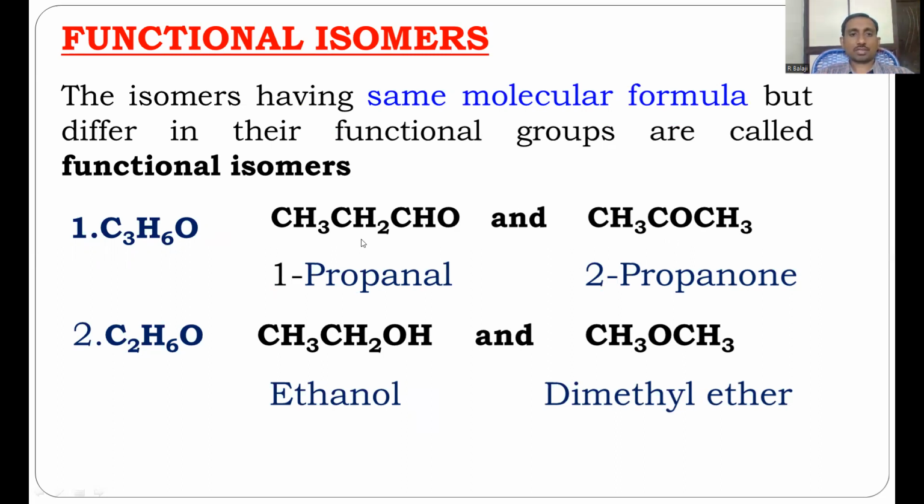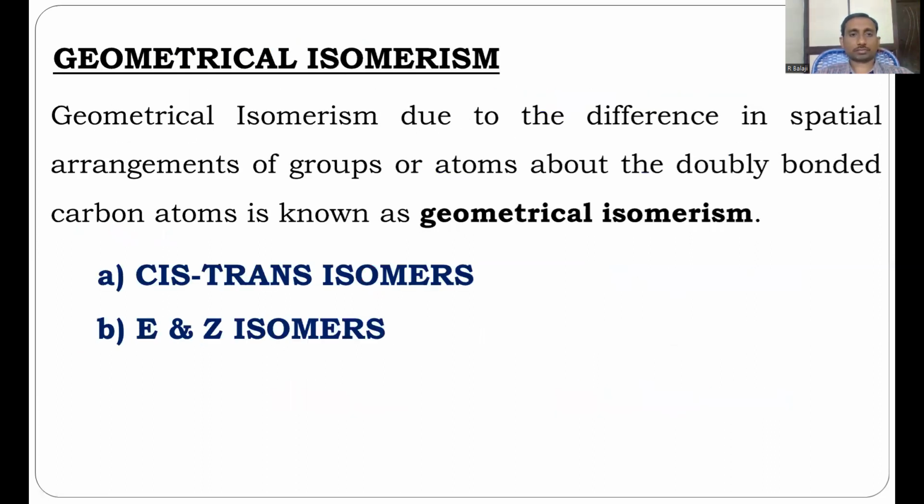Both have the same molecular formula but different functional groups. So propanal and propanone are the two functional isomers of C3H6O. The second molecule, C2H6O, can be written in two functional isomers. The first one is ethanol, the second one is dimethyl ether. Ethanol contains an alcohol functional group and dimethyl ether contains an ether functional group. Both have the same molecular formula but different functional groups.